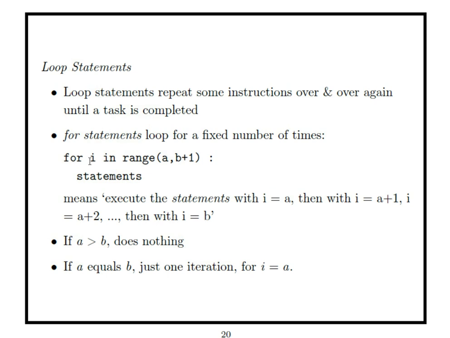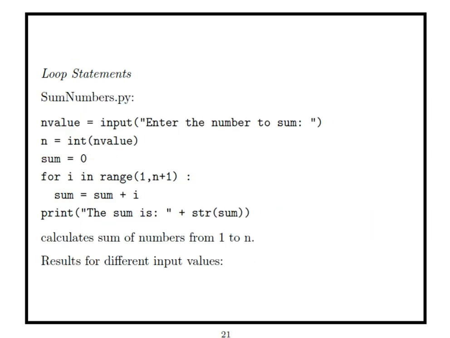and this is written like this: for an index I in a range from A up to B, including A and including B, where A and B are usually integers, execute the statements with I equals A, then with I equals A plus 1, I equals A plus 2, and then finally with I equals B. So this is a loop, and we can use this to add up a range of numbers, for example.